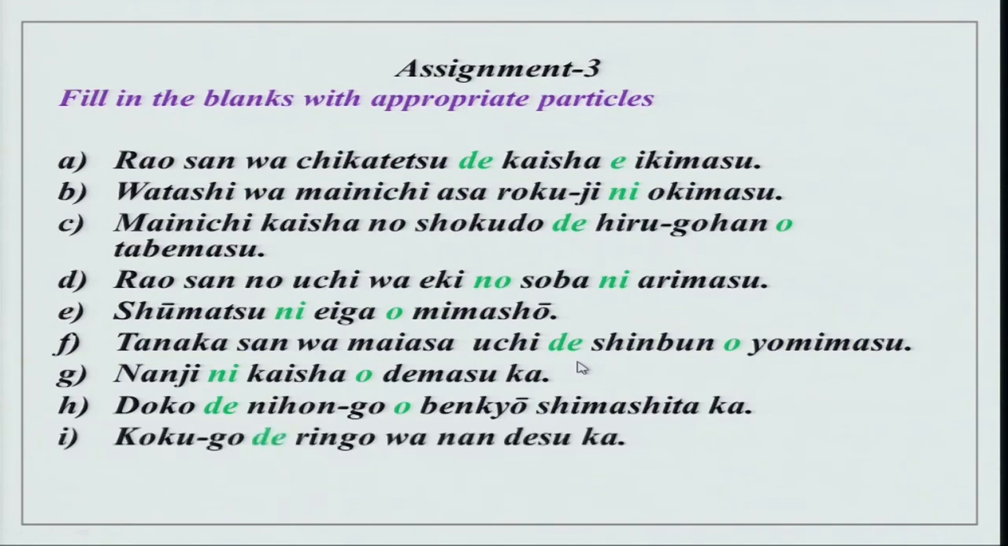Then kokugo de ringo wa nan desu ka. De we did last time. What do you call a certain thing in Japanese? Kokugo is your national language. Kokugo de ringo wa nan desu ka. So this is what you were supposed to do. I hope all of you got it right.